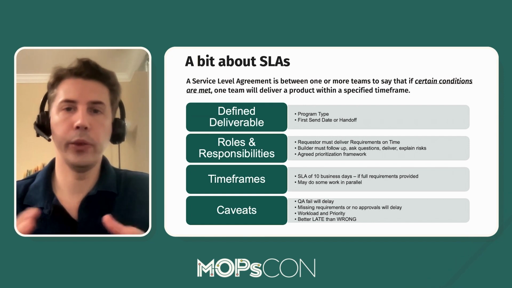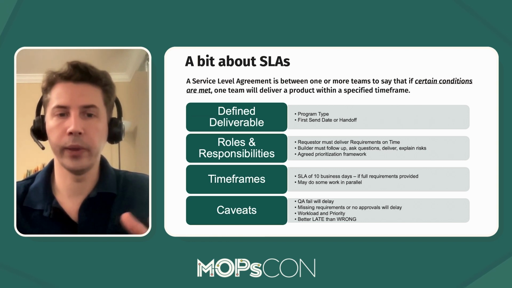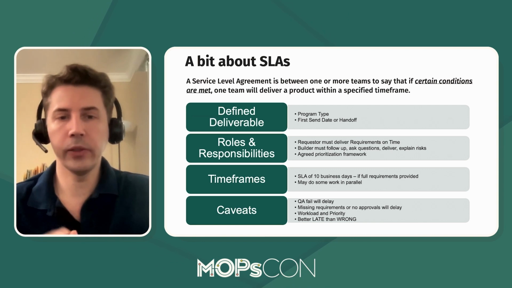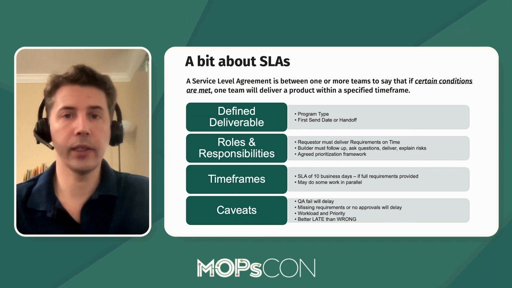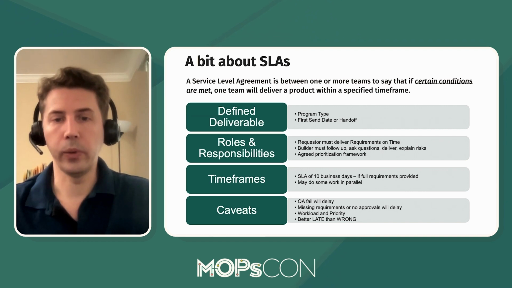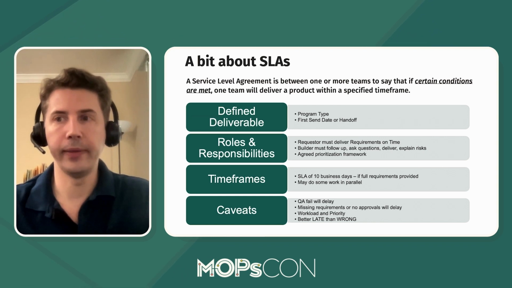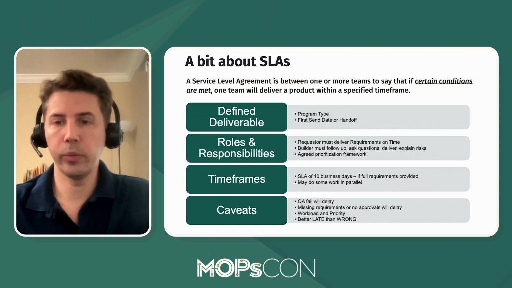Now, the timeframes are something you have to agree on with your stakeholder. The SLA should never begin until you have all the requirements. The reality is you might do some of that work in parallel while you're waiting for certain things, but it will depend on the situation. And then you have to have caveats and rules around this, right? So if there's a QA fail, the builder has the right to pull the cord and stop production until that's resolved. It's always better to be late than wrong. I've never had anyone complain about this. They would much rather have it be correct. If a stakeholder doesn't provide approval or answer questions on time, there will be a delay.